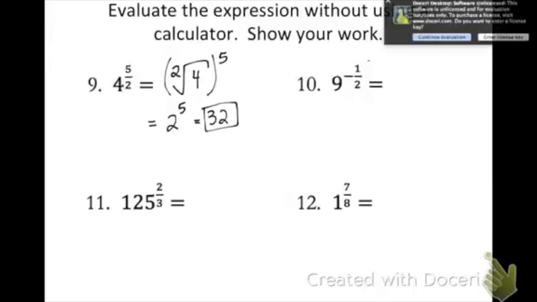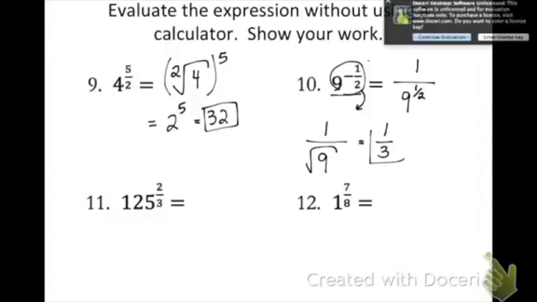For number 10, we have a negative exponent, so what we need to do first is move this whole thing to the bottom of our fraction. So put a 1 on top. It's going to become 9 to the positive 1/2 now. Remember, negative exponents move to the bottom of the fraction, and they become positive. So now I have 1 over, it's going to be the second root, so it's going to be square root of 9 all to the 1st power. I could write it like this, but that's not necessary. It's just the square root. So it's going to be 1/3.